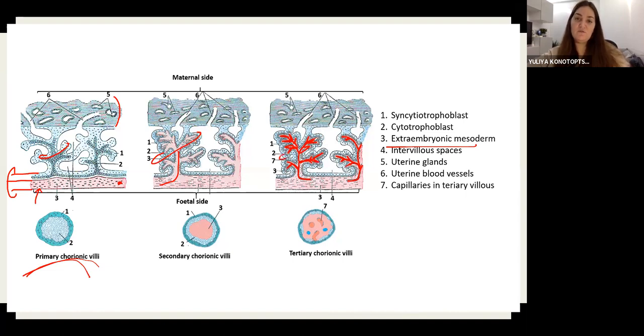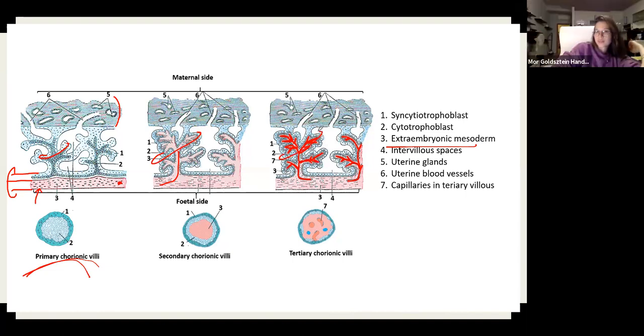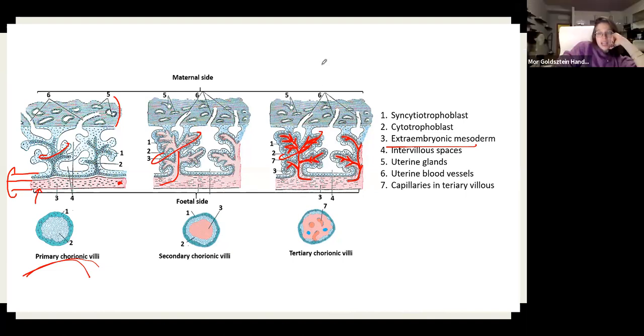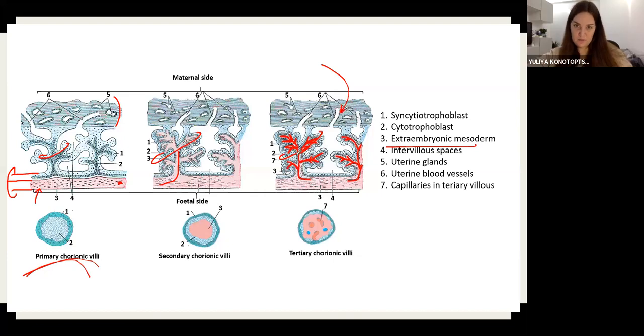So how would you call this villus now? Tertiary. Okay, so this is known as the tertiary villus because it now possesses blood vessels and connective tissue. Just whose blood vessels are these? Maternal? No, embryonic, because this is syncytio, cyto, those embryonic tissue. So now these are the fetal blood vessels here.